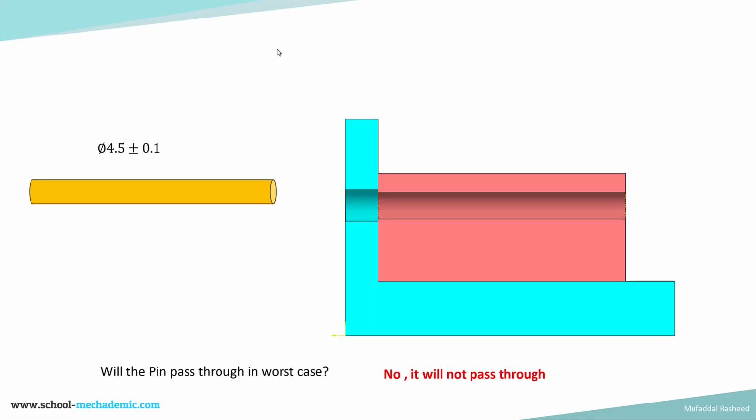So the answer to this question, whether the pin will pass through in the worst case, is that no, it will not pass through in the worst case. The specification should be changed. It should be 4.4 plus or minus 0.1 so that its largest size is 4.5, whereas over here the largest size is 4.6, which impedes the envelope.